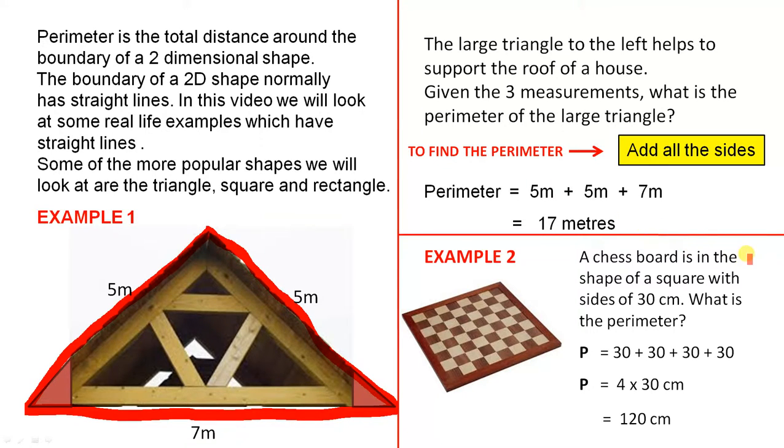Example 2. A chessboard is in the shape of a square with sides of 30 centimeters. What is the perimeter? So 30, 30, 30 and 30. So the perimeter must be, you add the 4 of those up. Now the very short way of doing it is you have 4 lots of 30. See, 1 lot, 2 lots, 3 lots, 4 lots. 4 lots of 30, that gives you 120 centimeters for the perimeter of the square in the form of a chessboard.